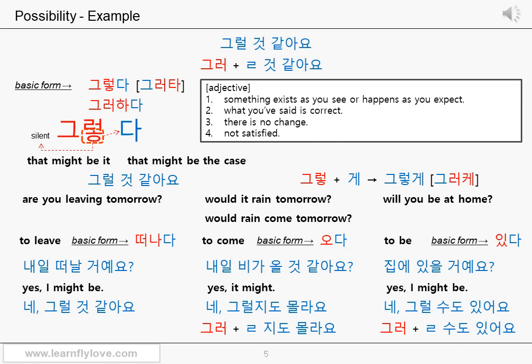These phrases are very useful and Koreans use these phrases a lot. You don't have to make the entire sentence when you want to say what you've just said might be a possibility. Just use 그럴 것 같아요, 그럴지도 몰라요, or 그럴 수도 있어요.